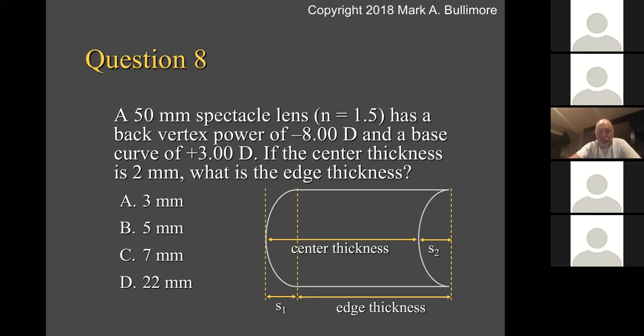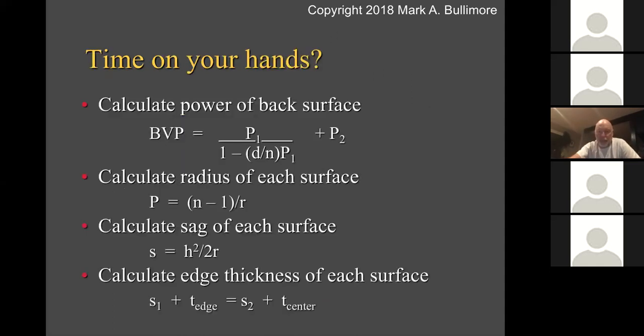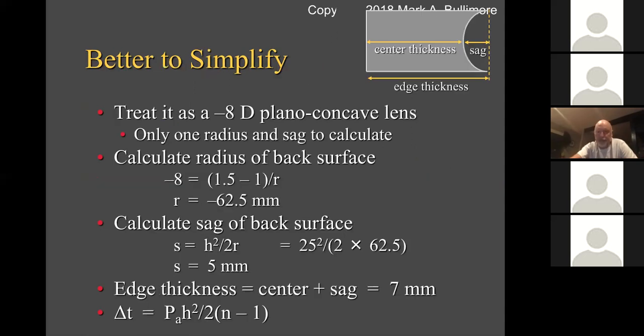But that's a waste of your brain power, because it's much easier, rather than going through all this nonsense, which you can go through if you want to practice. It's much easier to just treat it as a plano concave lens and just assume it has a plano front surface. So forget about base curves. It's a -8 lens. You can, if you want to, figure out the radius of the back surface. You can calculate the sag of the back surface. You draw a simple diagram, and you end up with the edge thickness.